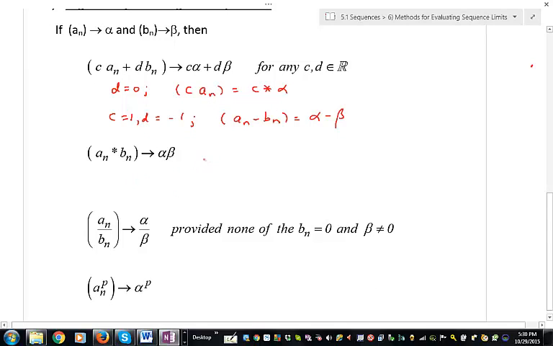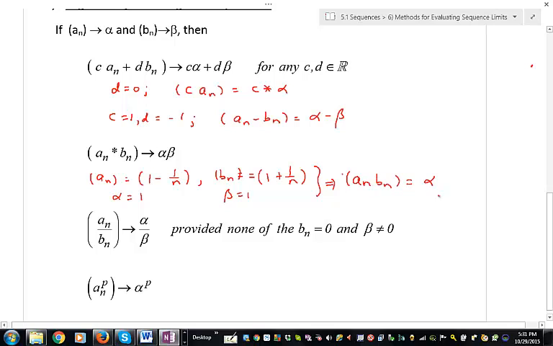So for example, if I let a_n be the sequence 1 minus 1 over n, and I let b_n be the sequence, we'll just make it 1 plus 1 over n. We know that these both converge to 1, so alpha is 1, beta is 1, and this result tells us then that the sequence formed by the product of these two sequences just converges to alpha times beta, which is going to be 1. Okay?